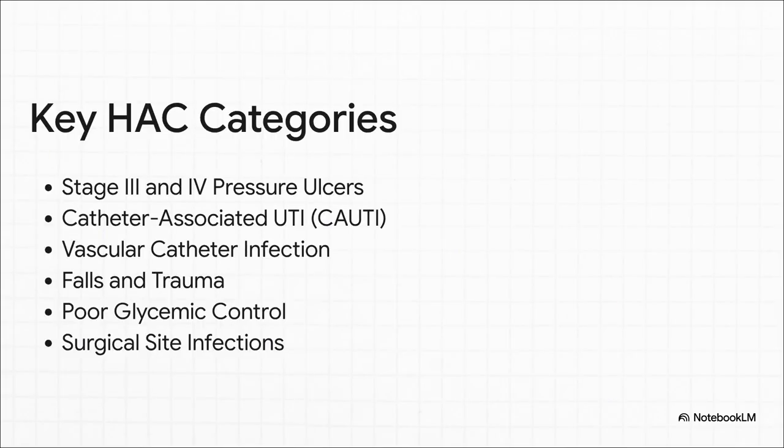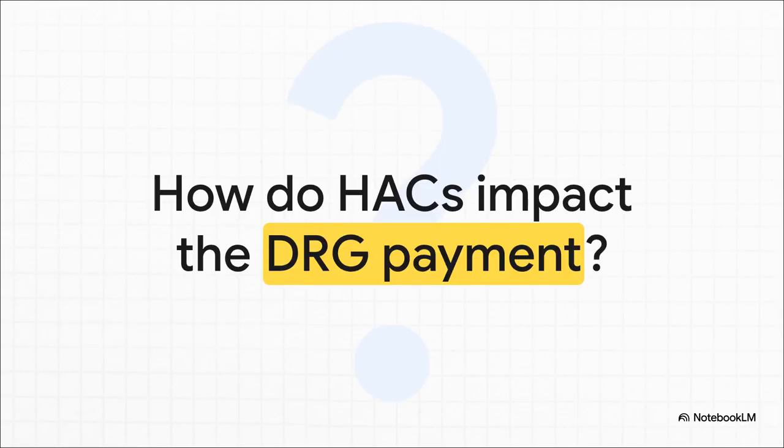So what are they looking out for? Here are the high-cost, high-volume HAC categories that CMS aggressively targets. We're talking about severe stage 3 and 4 pressure ulcers, catheter-associated urinary tract infections, or CAUTIs, and vascular catheter-associated infections like CLABSIs. The list also includes things like in-hospital falls that result in trauma, manifestations of poor glycemic control that pop up in-house, and specific surgical site infections. These are major red flags when it comes to quality of care. Which brings us to the multi-million-dollar question for hospital administrators.